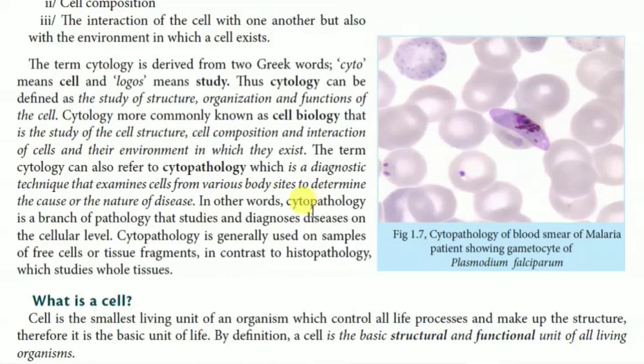So in other words, cytopathology is the branch of pathology that studies and diagnoses diseases on the cellular level. Kwa cytopathology tuna diagnose disease kwenye cellular level, and cytopathology is generally used on a sample of free cells or tissue fragments, in contrast to histopathology, which studies the whole tissue. Kwa hiyo kwenye medicine, if you come to study medical doctor, utakuja gundua kuna vitu vinaitwa histopathology na cytopathology. In cytopathology tunasoma cells au tunasoma fragments of tissues, but in histopathology tunasoma the whole tissue.